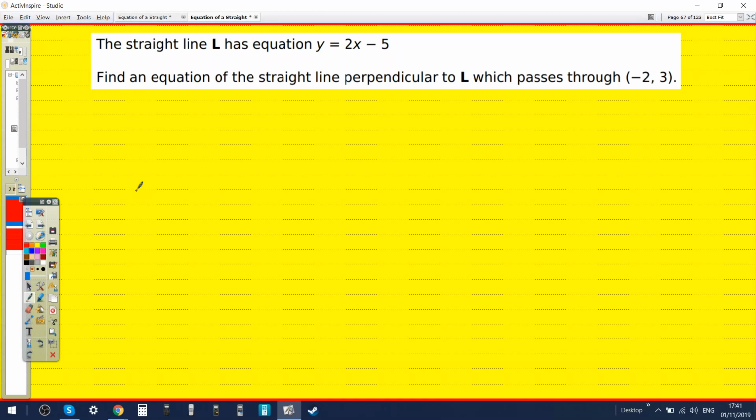Okay. So y equals 2x plus c for now. And then we have to sub in minus 2 and 3 into the equation. That would be parallel. Okay, so minus a half. Yeah.